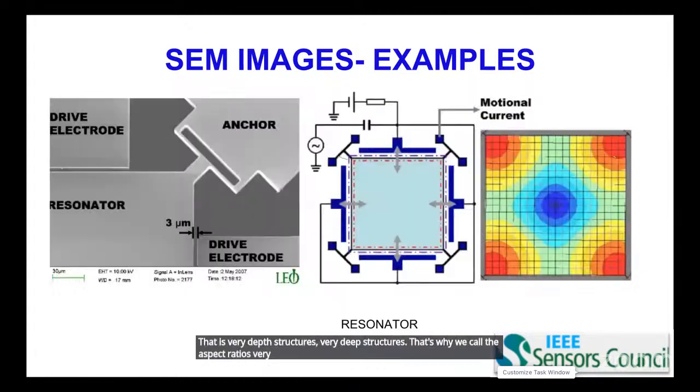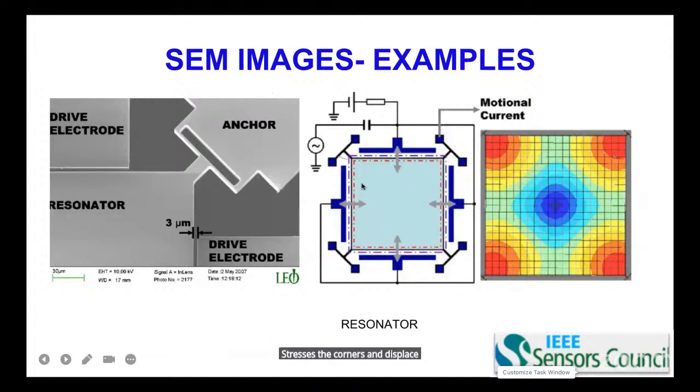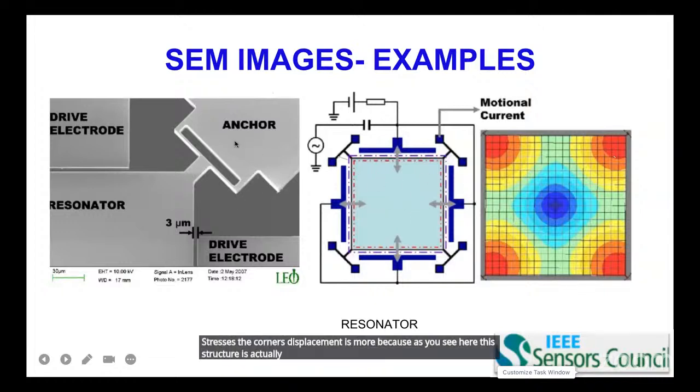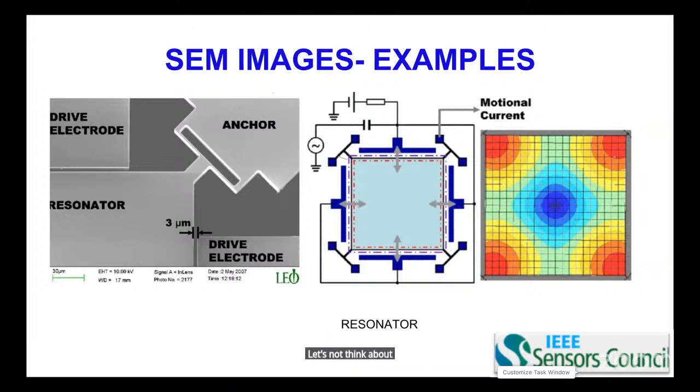This is also one of the example resonators. And as you see here, this is one of the SOI process technology structures and the IntelliSuite simulation, and the stresses, the corners, the displacement is more, because as you see here, this structure is actually simulated here, and this is a fabrication part of it. SOI process technology, and see that this is the trench, and it is allowed to move inside. There is a drive electrode. No, let's not think about those things, but these are the images, examples, which I can show you.